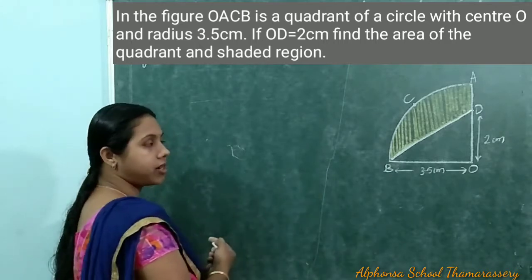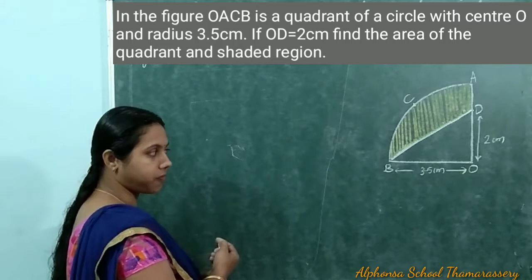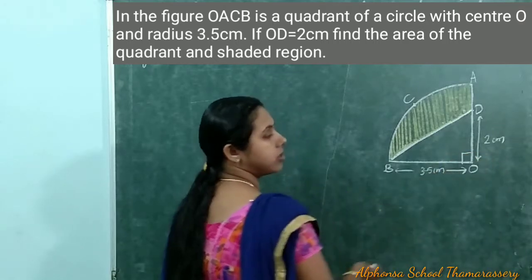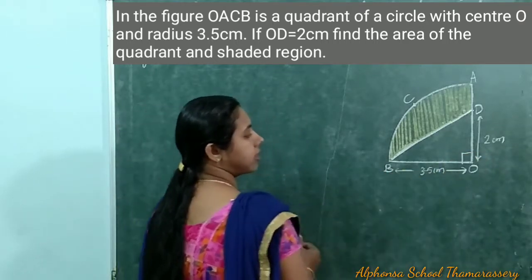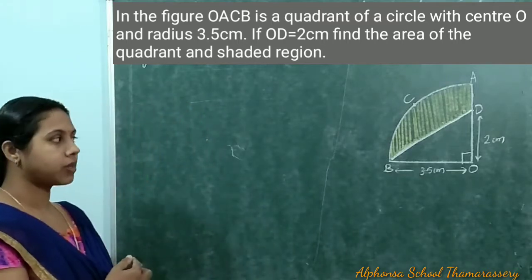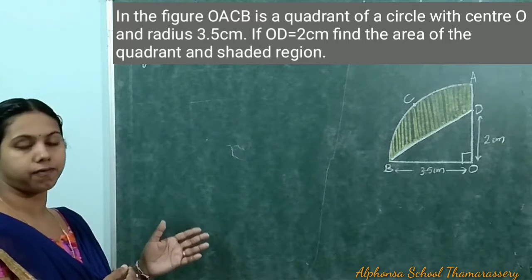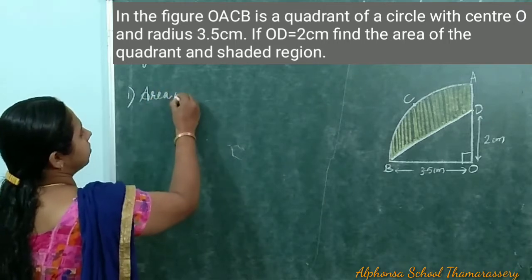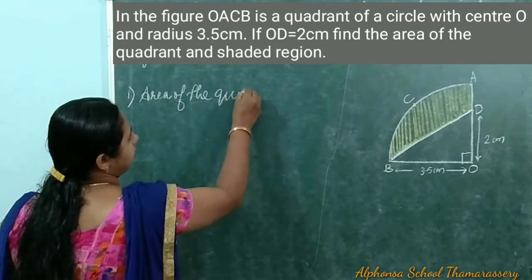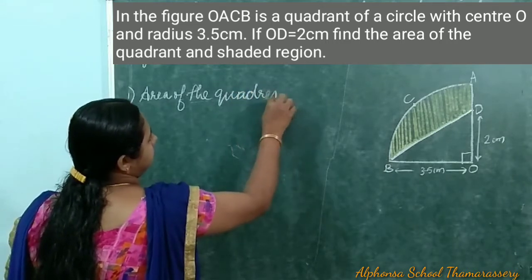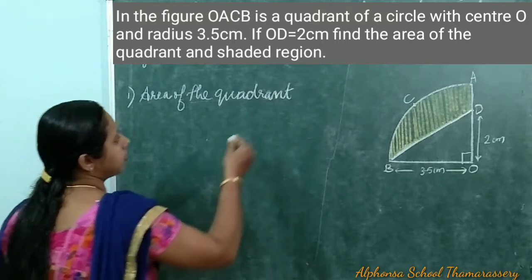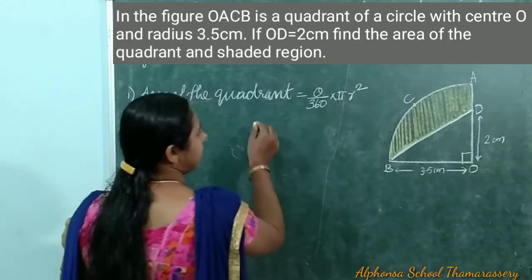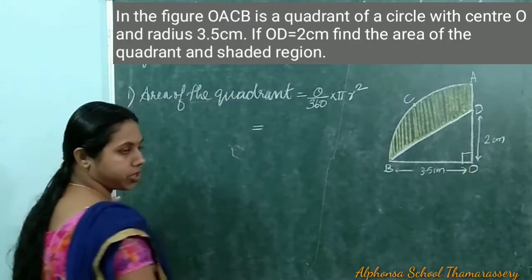To find the area of the quadrant of a circle, we know that a quadrant is a sector of a circle. So the angle of this quadrant is equal to 90 degree, and the radius is given, that is 3.5 centimeter. If you know the center angle and the radius, we can find the area. So first question answer: area of the quadrant is equal to theta by 360 into pi r square. Here theta is equal to 90 degree because it's a quadrant of a circle.